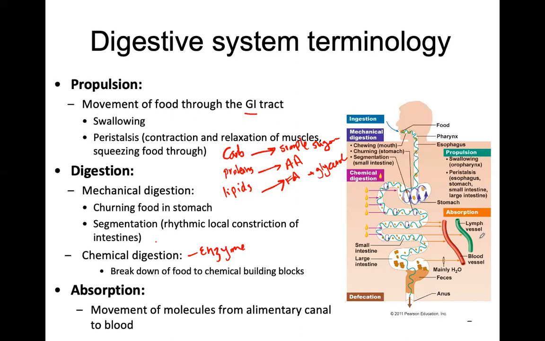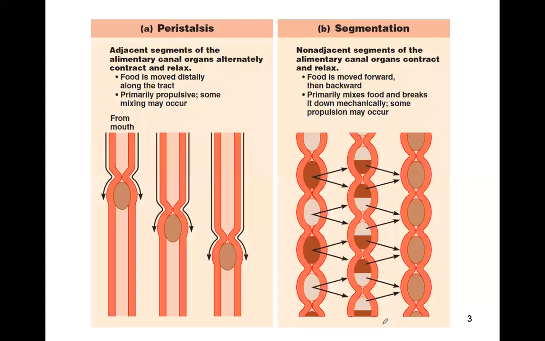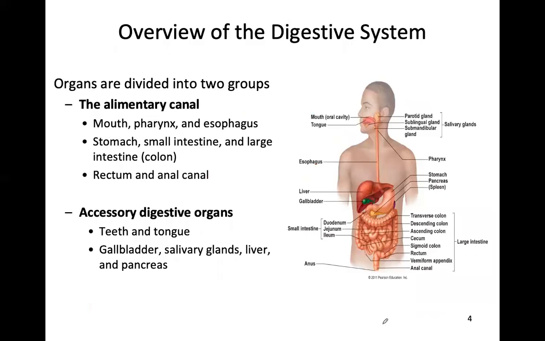So the last part of the digestive process is to take the nutrients that you have in your digestive tract and transport them into your blood vessels. That process is known as absorption: movement of molecules from the alimentary canal, which is again the digestive tract, into your bloodstream. Now, any unwanted material that your body couldn't digest, or that is simply unwanted, will be removed through the process of defecation.